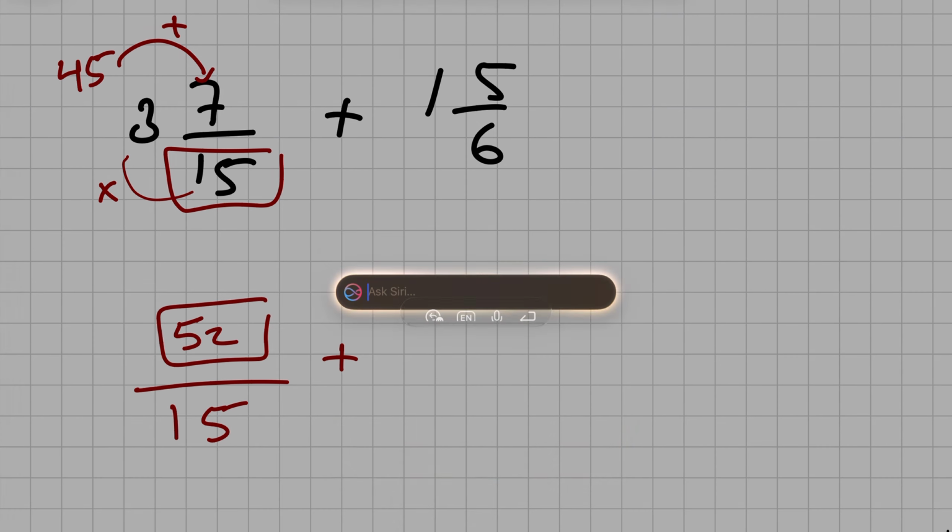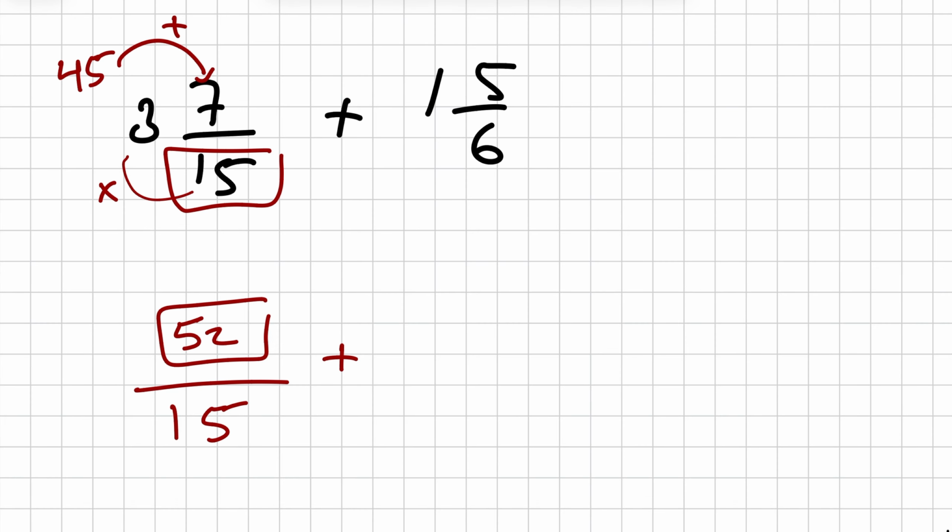Plus what? This one here, guys, is really important. 6 times 1, and whatever you get, you're going to add it to the 5, and that's it. So 6 times 1 is 6, obviously, plus 5 is 11, and the denominator stays the same. Now, what we're going to do, we're going to add.